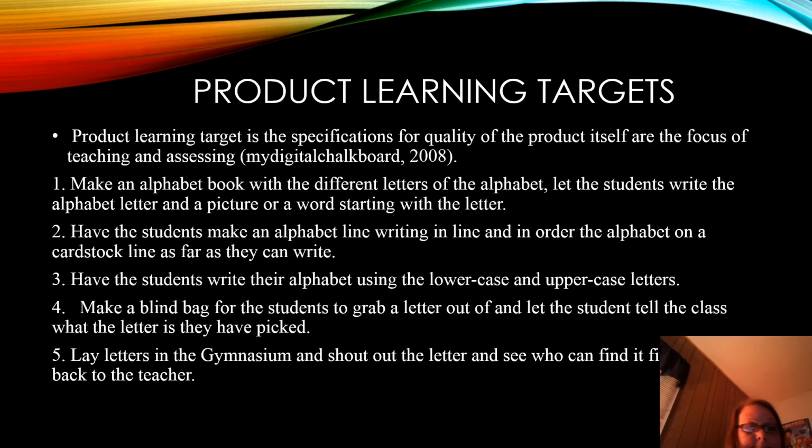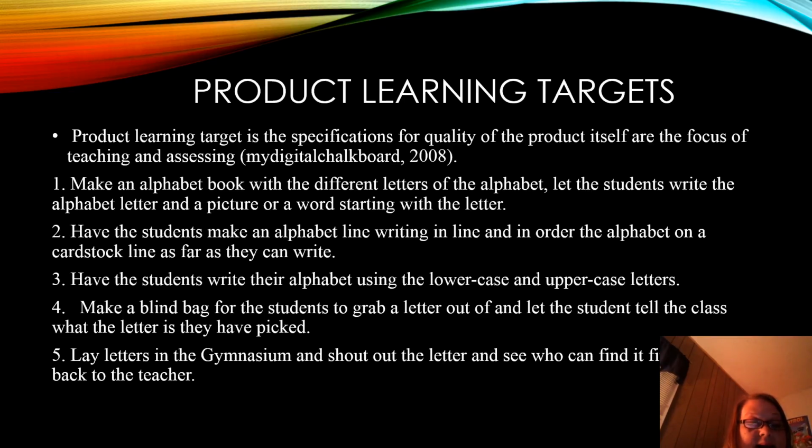1. Make an alphabet book with different letters of the alphabet. Let the students write the alphabet letter and a picture or a word starting with a letter. Number 2, have the students make an alphabet line, writing in a line and in order the alphabet on a cardstock line as far as they can write.